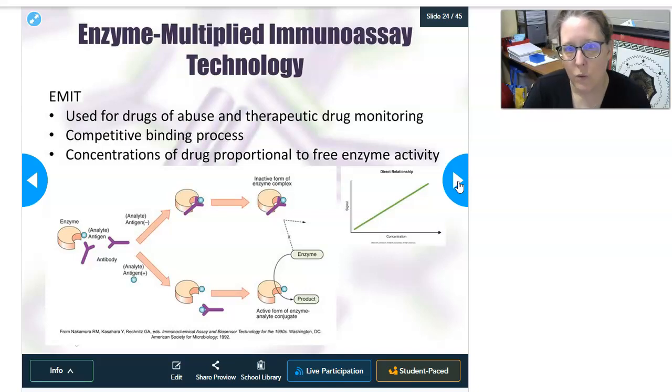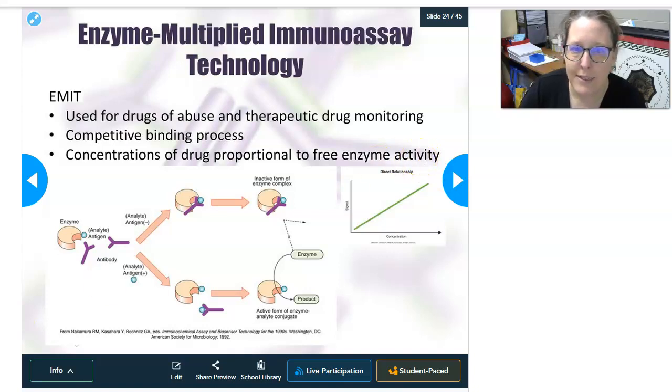All right, the second one is the EMIT. It's called Enzyme-Multiplied Immunoassay Technique. It is used for drugs of abuse and therapeutic drug monitoring. It is a competitive binding process. And in this assay, the concentration of the drug in the sample is proportional to the enzyme activity.